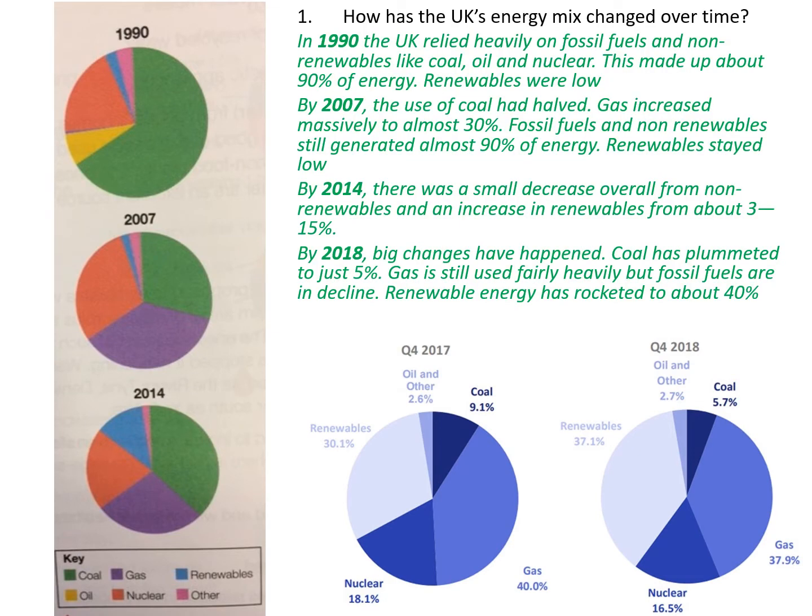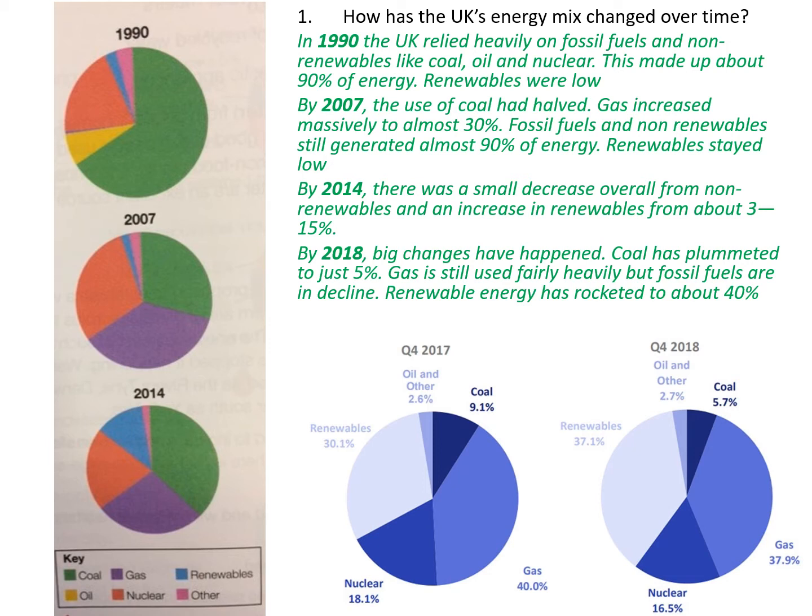Okay, there's my answer. I just want to spend a moment or two talking through my answer so that you can understand the skill involved in writing these. So I've not talked about all the pie charts, but I've picked out a few. In 1990, the UK relied heavily on fossil fuels and non-renewables, like coal, oil, and nuclear. Have a look at the pie chart, see if I'm right. So coal is the green, oil is the yellow, nuclear is the red, and I'm saying we're relying on that, and we were. This made up about 90% of energy. If you add up those three categories, that's probably about 90% of that pie chart. Now they're all non-renewables and fossil fuels. Renewables were low. So I'm just describing, I'm not explaining.